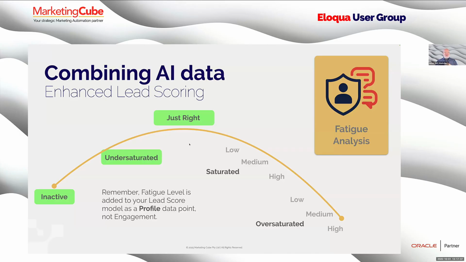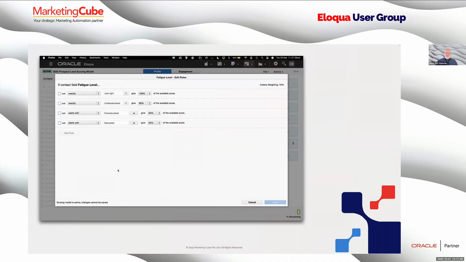Okay, and remember, these are profile data points, not engagement data points. So because they're profile points in the lead score model, we can't apply recency. That's all kind of taken care of here. The fatigue level takes care of the recency for us and then gives it a label, essentially. All right, so what does that look like in Eloqua?